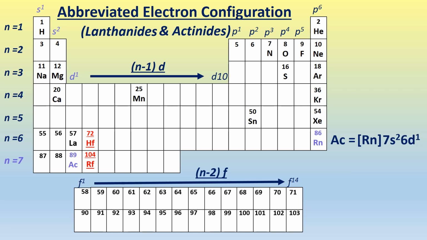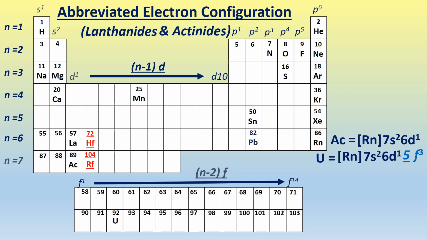If I go past actinium to uranium, which is element 92, I am still at radon, 7s2, 6d1, but now I drop down to the bottom. There are 3 f electrons, and they're going to be 2 rows behind, so uranium is 7s2, 6d1, 5f3.